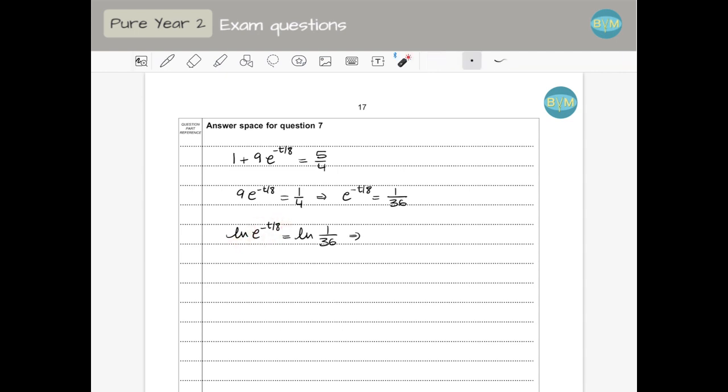ln of e to the power of something is the something, yeah? So minus t over 8. And ln of a fraction is ln of the numerator minus ln of the denominator, using the properties of the logs. And ln 1 is 0, so I have only minus ln 36, which means that t is going to be 8 ln 36, and that's how it should look, because they say a whole number.